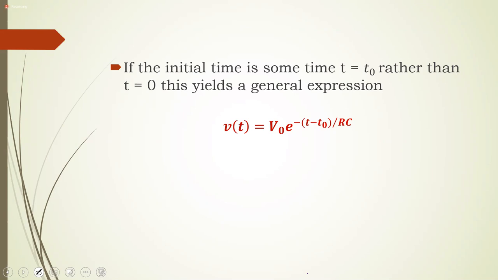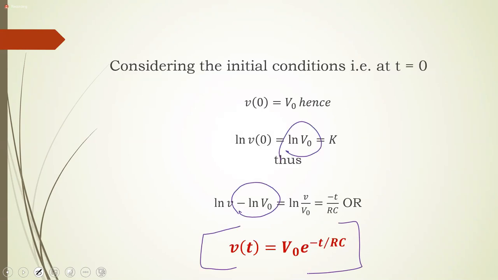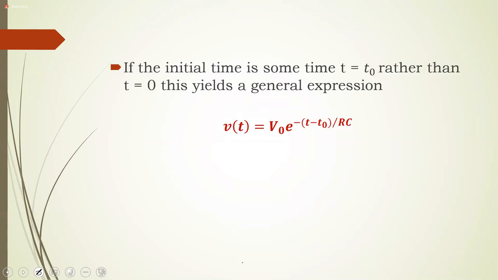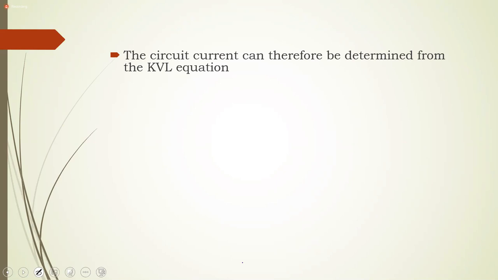But if we go back to what we said that we're trying to find earlier, we wanted an expression of the voltage across the capacitor, but we also wanted to know what the current in the circuit was. This is a general expression, but I'm just going to go back to this one. So that's the expression for the voltage across the capacitor. So this would be VC. But we also wanted the current through the circuit. So for the current through the circuit, we can go back to the voltage equation. And we said that VR plus VC was equal to zero, which means that VR is equal to minus VC.